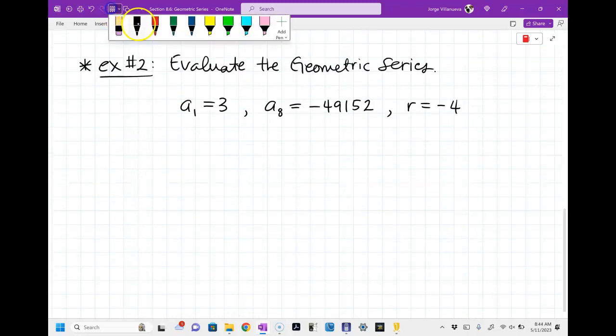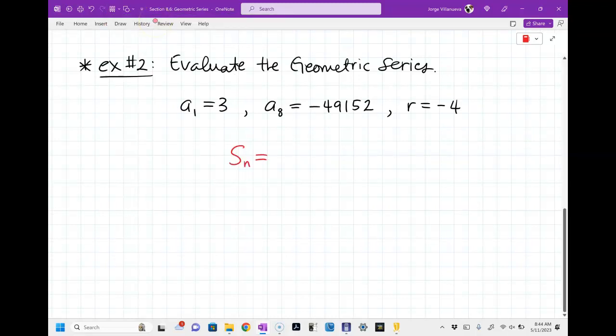Okay? So let me write it down. Same formula here. S sub n is equal to A sub 1 times 1 minus r to the nth power over 1 minus r. So I'm going to go to the very left side and I'm going to start filling in what I know. How many terms am I adding up?